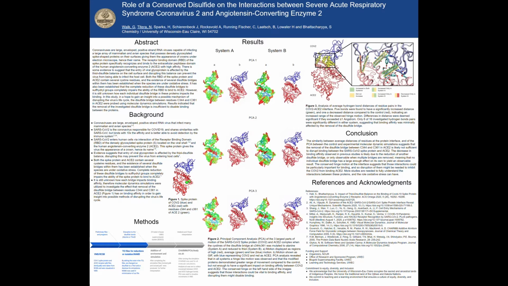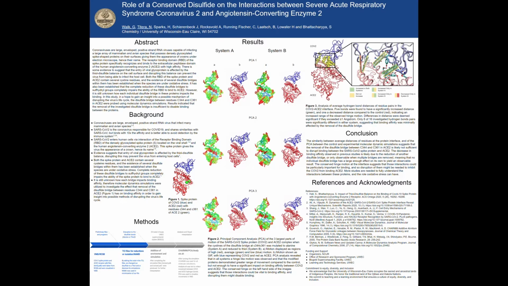In the analysis of hydrogen bond distance, several residue pairs were found to have an increased average in at least one system, and one pair had a decreased average distance compared to the control. These significant residues are different between the reduction and mutation systems, but most pairs did not display significant distance in any system, and this suggested that the effect of removing the disulfide bridge on binding affinity was pretty minimal.